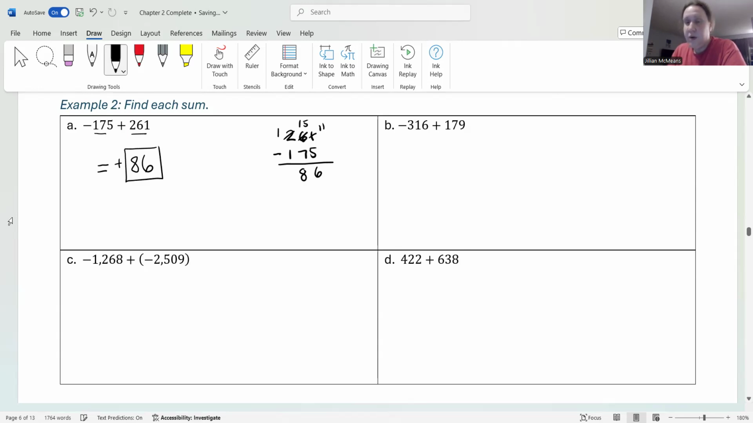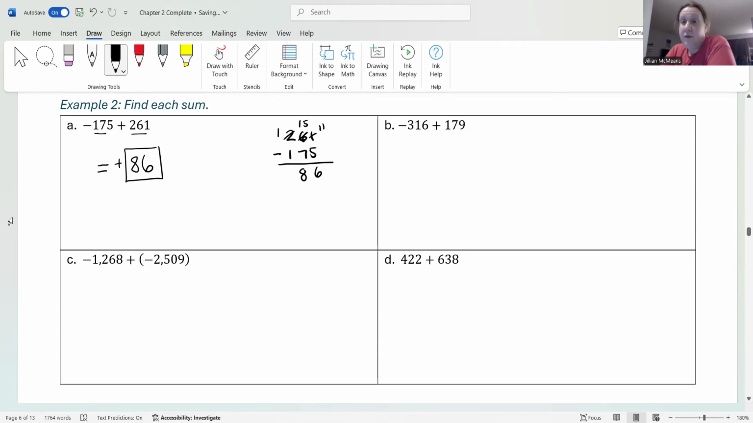Okay. Now, I will say when you have a positive sum, you don't have to put the plus in front of it. I put the plus there just to make it really clear to you all it's positive. But just know a positive number, you don't put anything in front of it. The negative number, you do have to put the negative in front. Okay. So let's look at our next example.